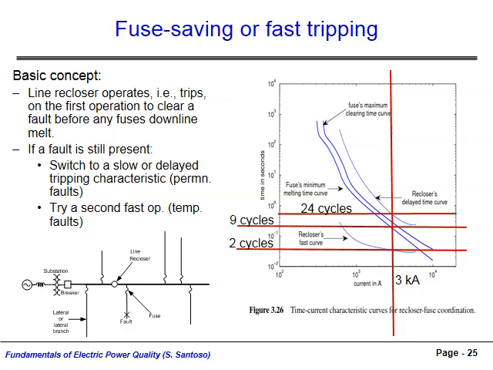The recloser will remain open for its first reclose interval, giving the fault a chance to clear. After the reclose interval, the recloser will reclose. If the fault has cleared, normal operation resumes. If it is still present, the recloser, depending on its programming, will either attempt a second fast operation or else switch to delayed tripping, in which case the fuse will melt after about 9 cycles.